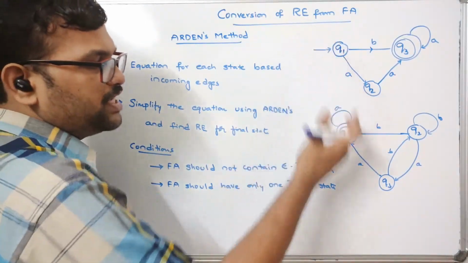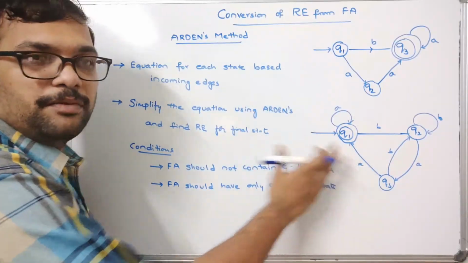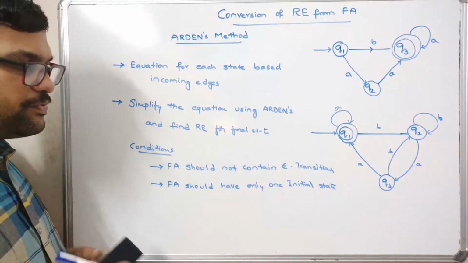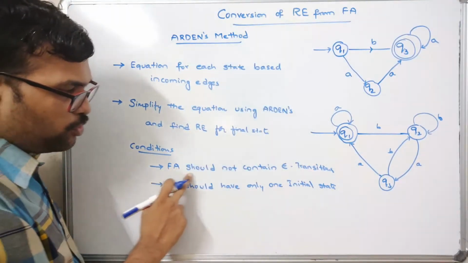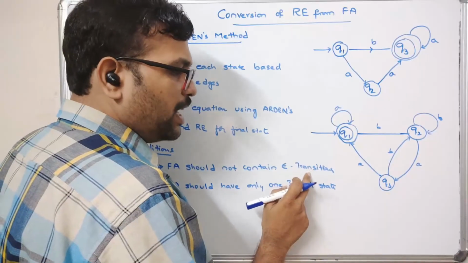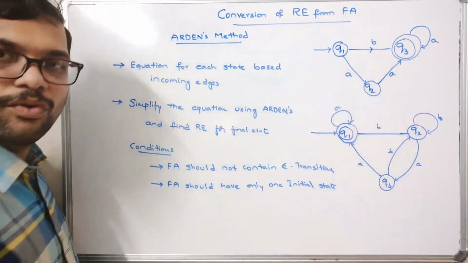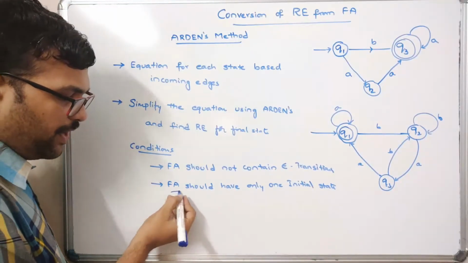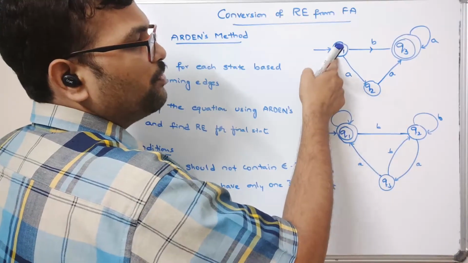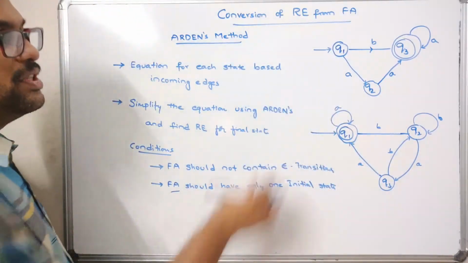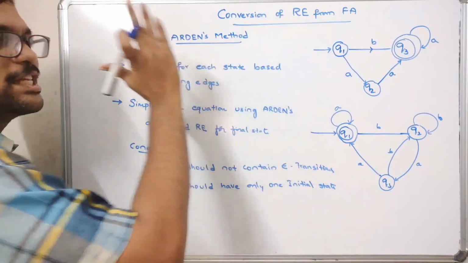So let us take two examples. This is one and this is two. So first we will go with this one and then we will go with this one. So these are the two conditions. First let us consider this one and check. It should not have the epsilon transitions. So this diagram doesn't have any epsilon transitions, so we can convert it into a regular expression. Also the finite automata should have only one initial state. So here there is only one initial state, no problem, right? So this finite automata can be converted into the regular expression by using Arden's method.